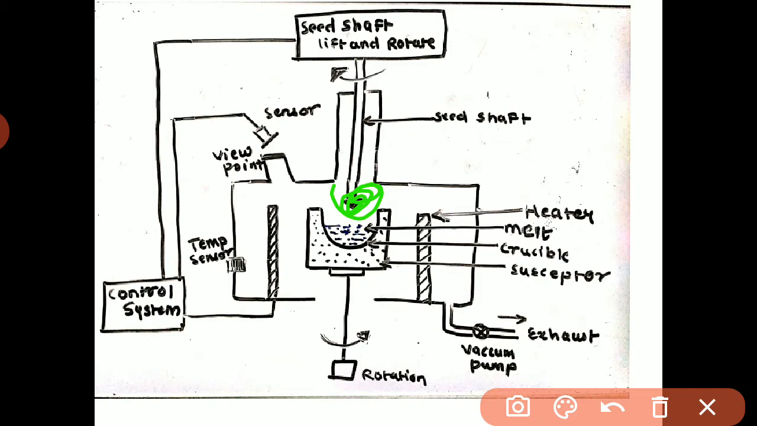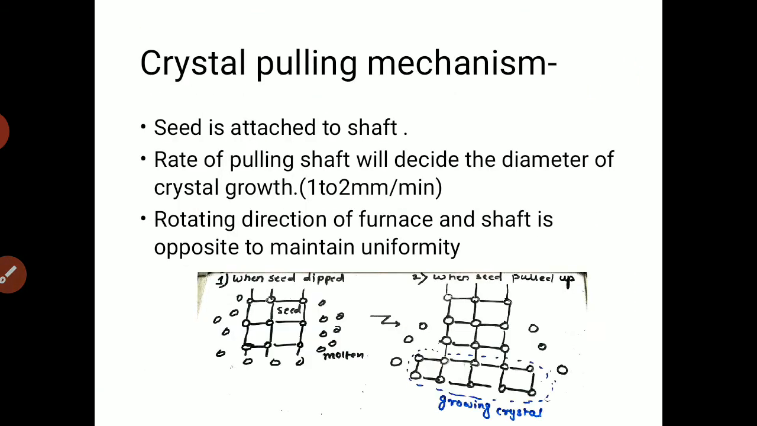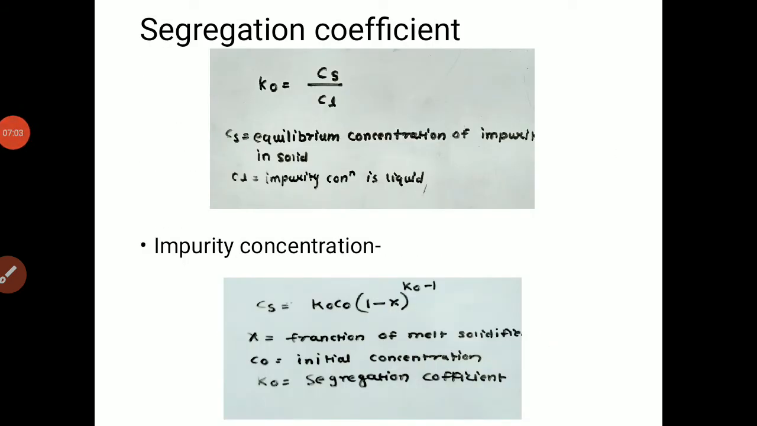In this whole mechanism we rotate the crucible system in one direction, and our crystal seed pulling mechanism in another direction, so that we can get uniform growth of the crystal. Let's see this diagram. If we dip a pure seed into the molten quartz, you can see the molten quartz is denoted with dots. And when we pull it out, we can see the growth of this crystal here. The growth rate of the crystal is 1 to 2 mm per minute. In this way, we can create a pure crystal of silicon.